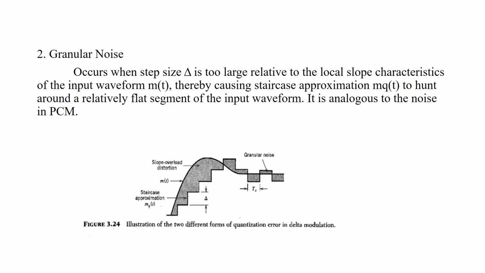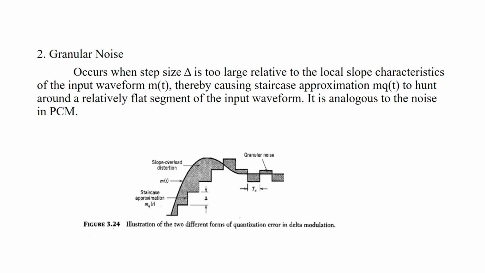of the original signal M of t, which results in MQ of t falling behind M of t as shown in this figure. This condition is known as slope overload, and the error is known as slope overload distortion.